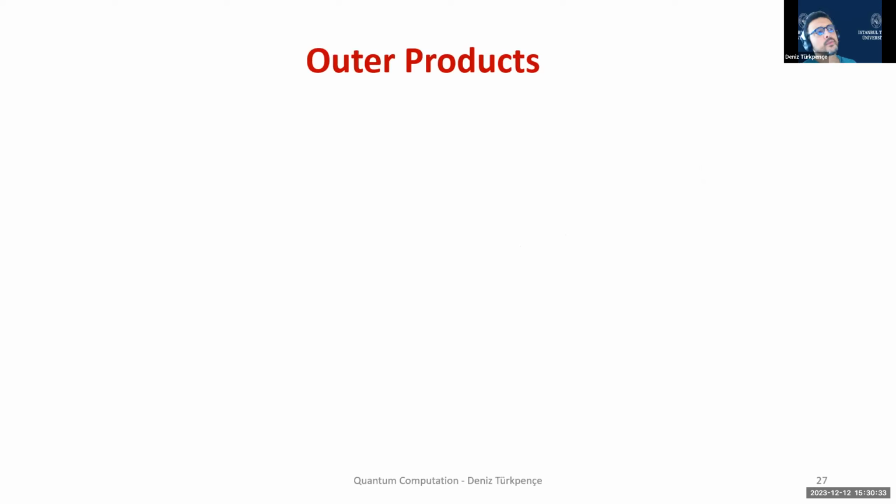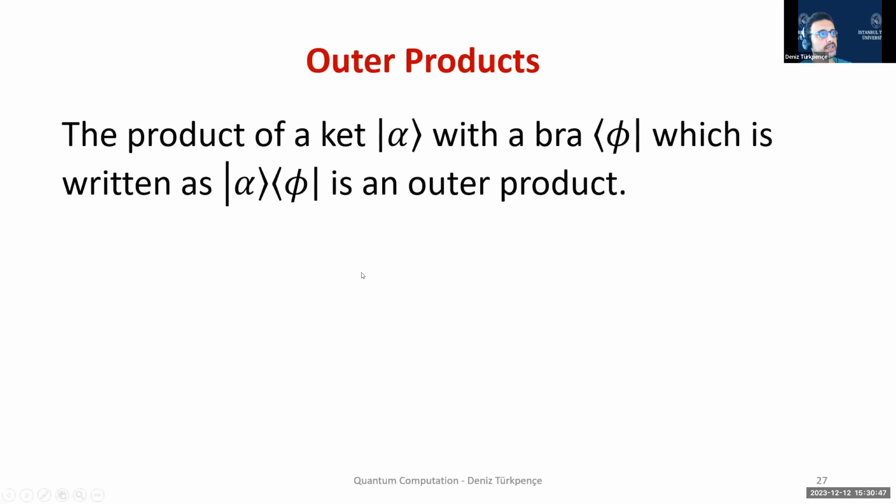So in quantum computation, we also have some different kind of products, which is called the outer product. Just like the inner product, we also have outer products. So what are they? The product of a ket with a bra, which is written in this dyadic form, is an outer product. Okay, but please be careful when multiplying these matrix representations.